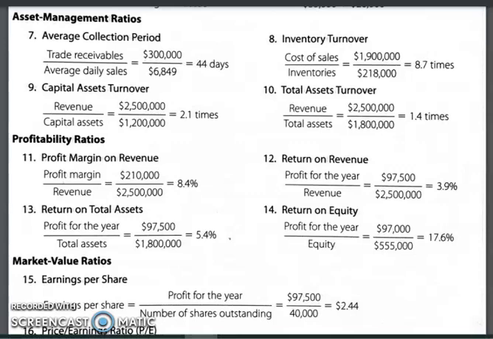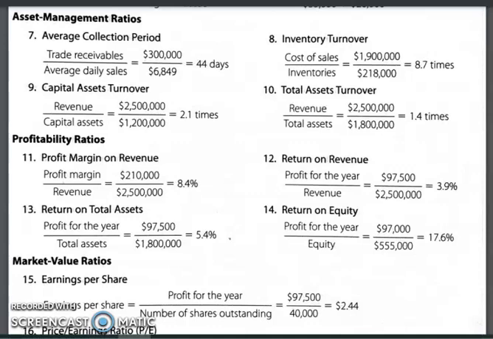And the way you find your daily sales is by taking your revenue for the entire year, which is your 2.5 million, divide that by your number of days in the year, which is your 365. So revenue divided by number of days in the year, so 2.5 million divided by 365 gives you average daily sales of $6,849.